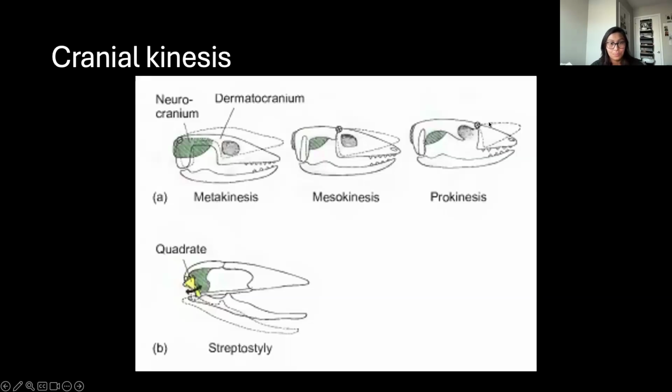pivot up and down. And usually we have this kind of cranial kinesis paired with streptostyle, and streptostyle is the movement of the quadrate at this topmost joint here where it's articulating with the cranium. And streptostyle is seen in all squamates.